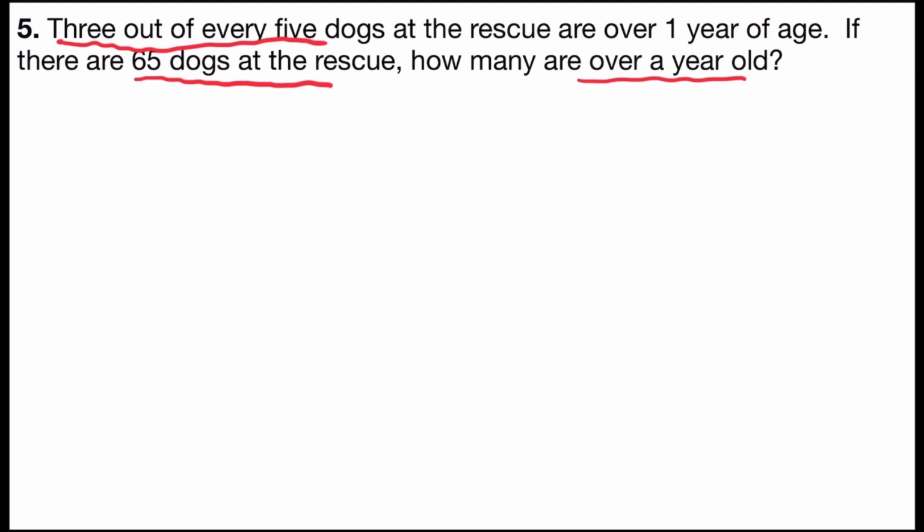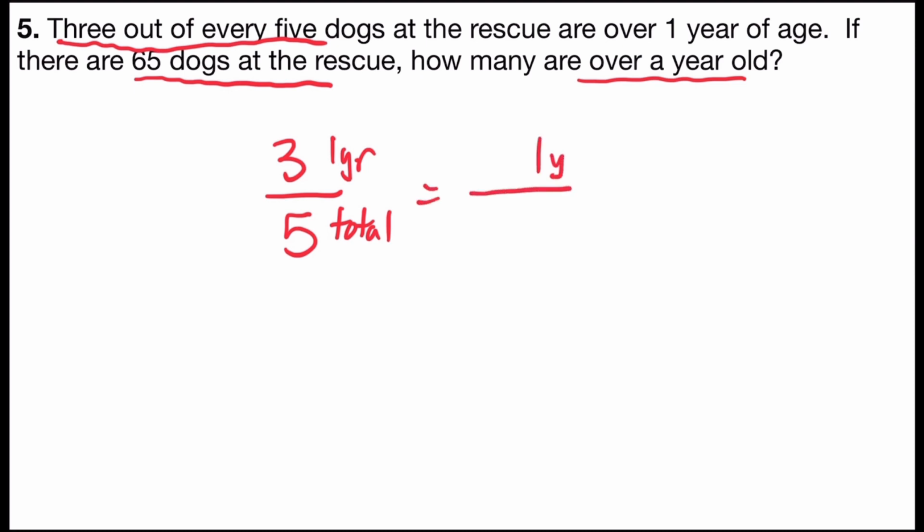And so I'm going to set up a proportion. I have 3 dogs out of every 5 that are 1 year or older out of a total of 5, and that will be equal to, again on the right side, I want 1 year or over compared to the total. In my question, the total is 65. So that's going to go into the bottom, and the top will get my variable x. That's what I'm looking for. How many out of the 65 are over a year old?